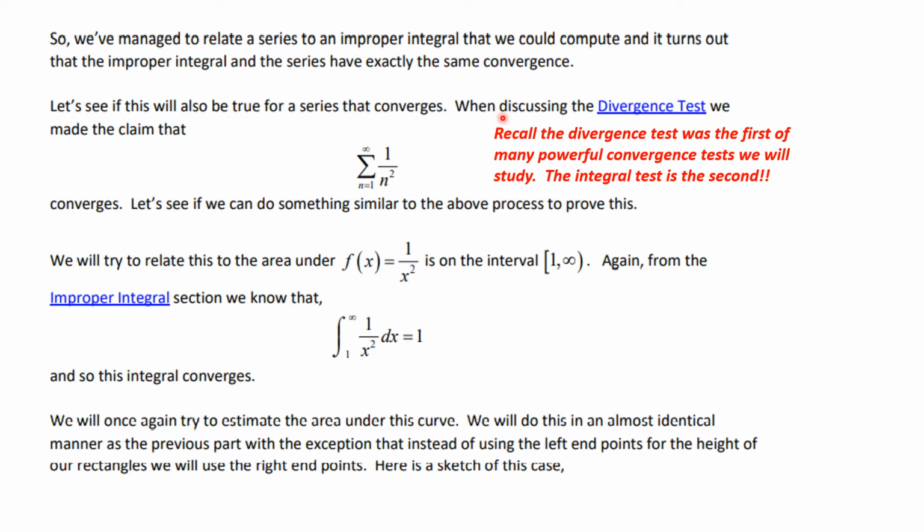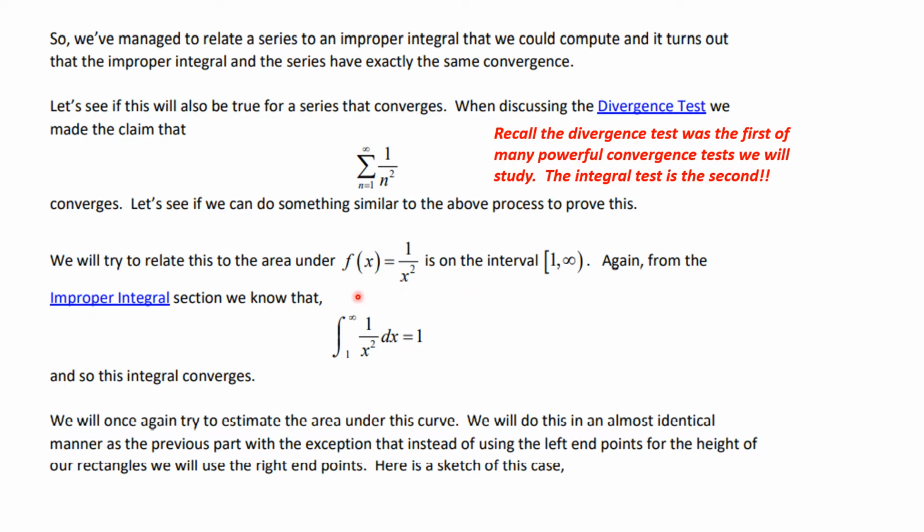Recall that the divergence test was in an earlier lecture, and that was the first of many powerful convergence tests we will study. The integral test is the second. Back in those days, we made the claim that the summation n equals 1 to infinity of 1 over n squared converges. Well, let's see what happens if we try to do a similar technique with this. It'll be more involved, but again, it will give us insights.